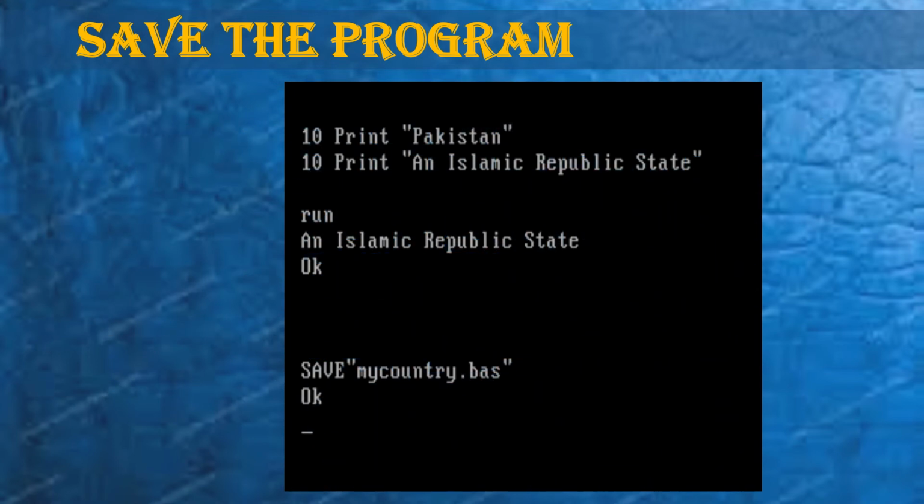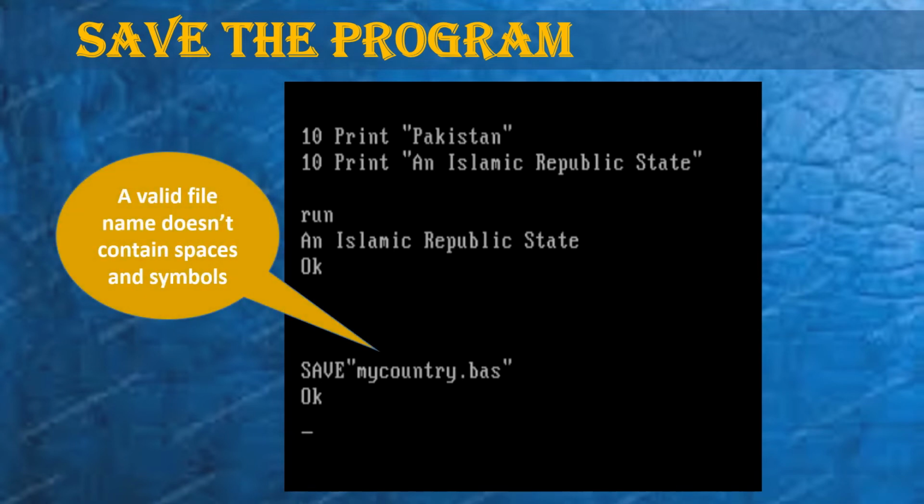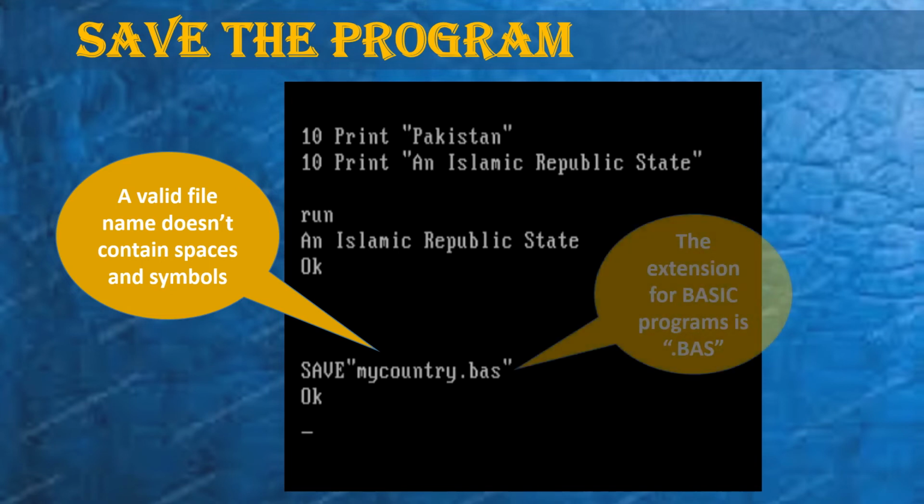Now I have written the program. I'm going to save it. Press the F4 key from the keyboard. F4 is the function key, or you can type SAVE. And in the double quotes, write the name of the file as I have written there, mycountry.bas, where mycountry is the file name. A valid file name doesn't contain spaces and symbols. And .bas is the extension for BASIC programs.